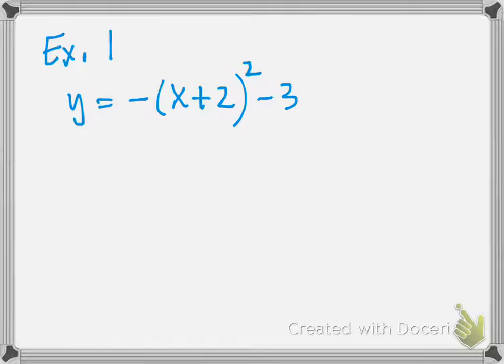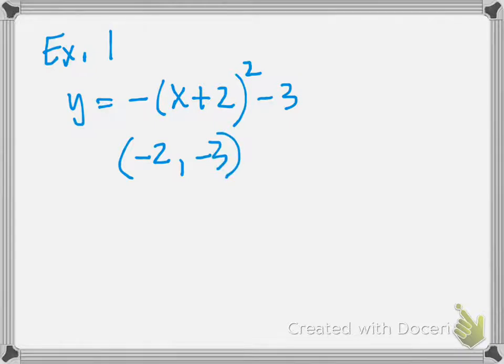So this is example 1. This is an equation in vertex form. So just by looking at it, you should be able to pull out the vertex. The vertex is the opposite of this, which is -2, and the same as this, the -3.